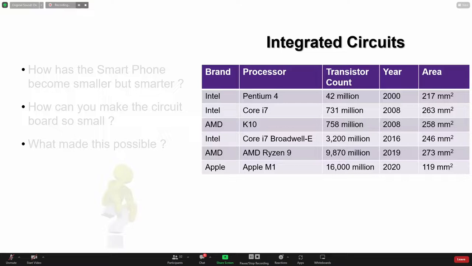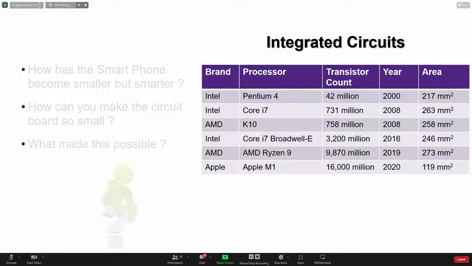Here you can see the growth of different ICs over the years from 2000 to 2020. We have picked up a few of the well-known processors in different areas. So we have the Intel Pentium 4, which had a transistor count of 400 million transistors, and that was in 2000. And the area that it used to take was also relatively small.